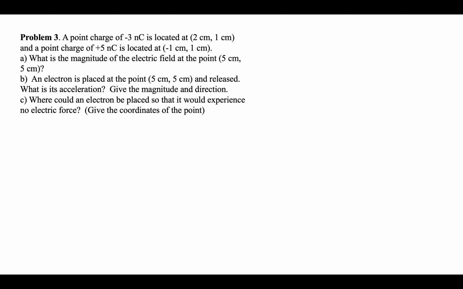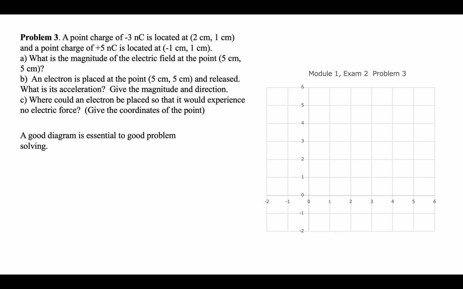So part A, what is the electric field at the point 5 centimeters, 5 centimeters? Let's start with a good diagram. There's a nice grid. We have a negative 3 nanocoulomb charge at the point 2 centimeters, 1 centimeter, which is right here. We have a plus 5 nanocoulomb charge at minus 1, minus 1. That's right here. The convention I like to use is positive charges are dark and negative charges are hollow, and the bigger the charge, the bigger the circle, just so I can keep track of which charge is which.